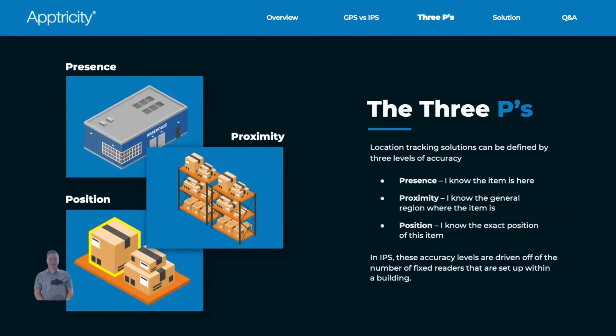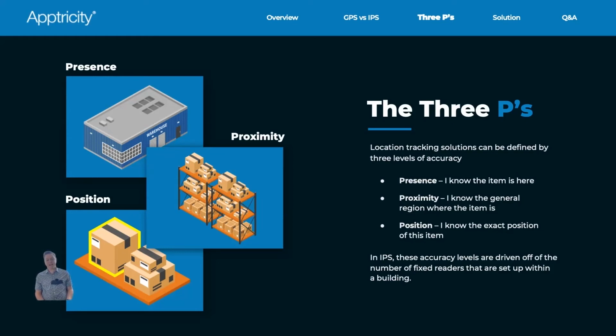And the read accuracy, we like to define that in three P's, essentially: presence, proximity, and position. So the three P's: presence, proximity, position. I'm not going to quiz you on it, but it's easy to remember. Basically what this means is it's just the different levels of location accuracy that you can get from an IPS system.